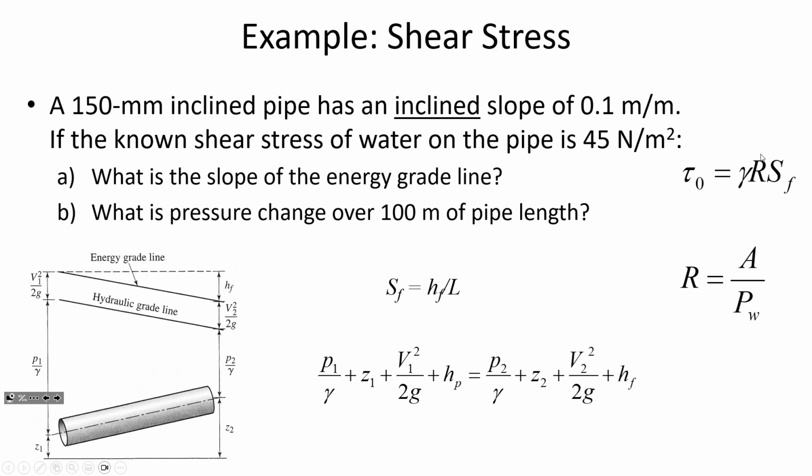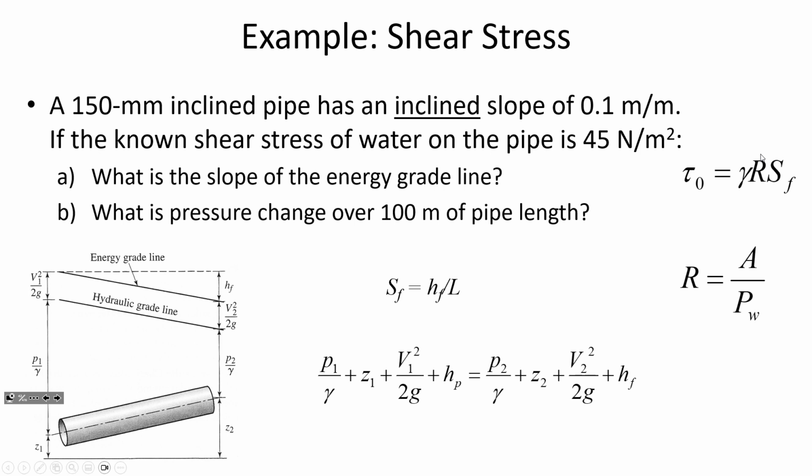Okay, so the first thing we want to do is just summarize what's known about this. We've got the diameter of the pipe is 0.15 meters. The slope of the pipe itself, S naught, is 0.1 meters per meter. So it's gaining a tenth of a meter of elevation for every horizontal meter that it travels. And then the shear stress that's applied by the water to the pipe and vice versa is 45 newtons per meter squared. Okay, so if we know the diameter, we can calculate the cross-sectional area, pi d squared divided by 4.